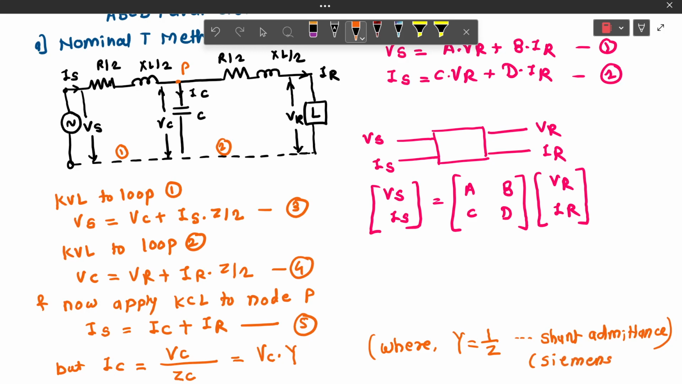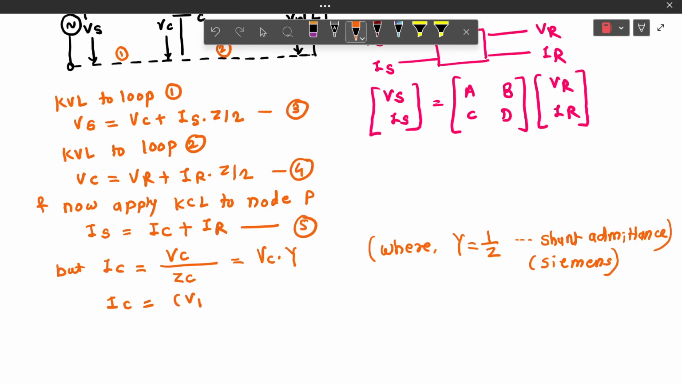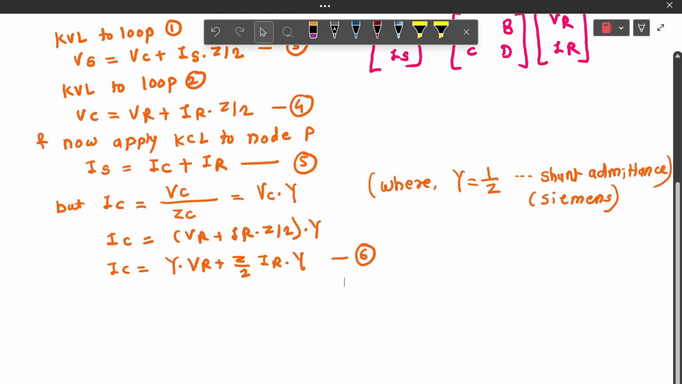Now Ic can be written as, we can put the value of Vc from equation 4 as Vr plus Ir into Z by 2 into whole multiplied with Y. Now Ic can be written as Y into Vr plus Z by 2 Ir into Y. Equation number 6.